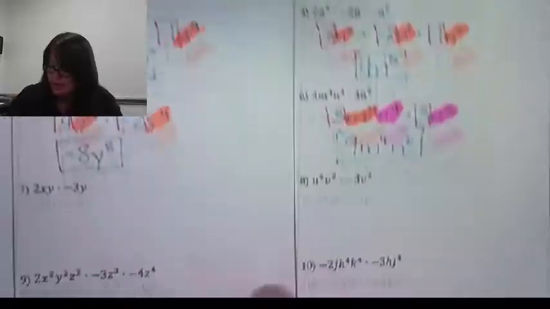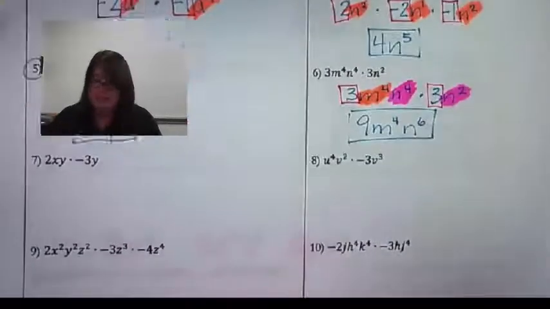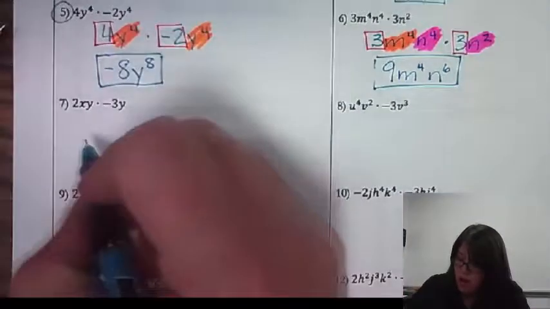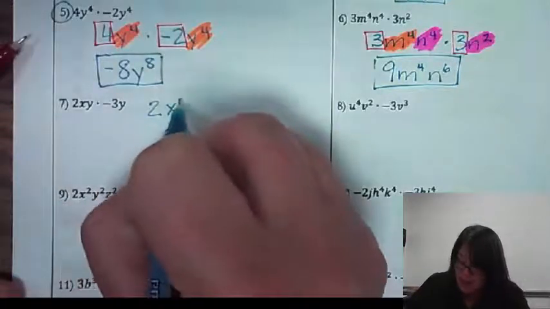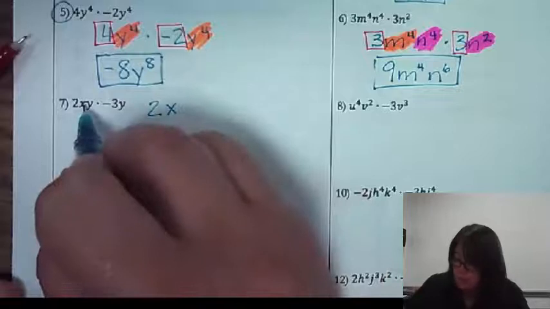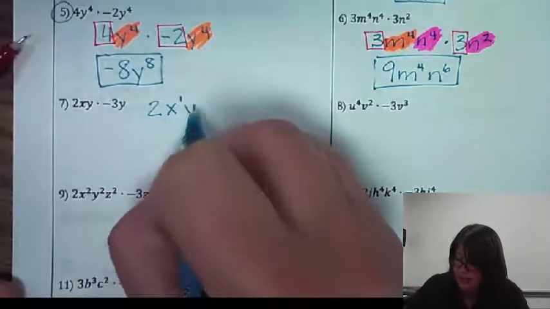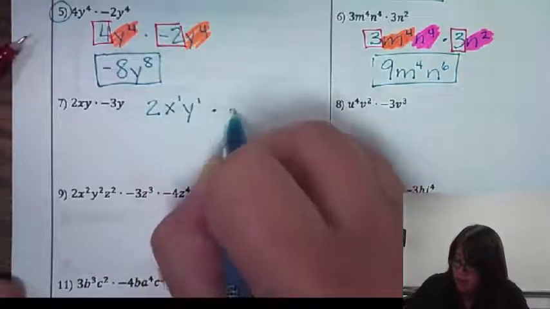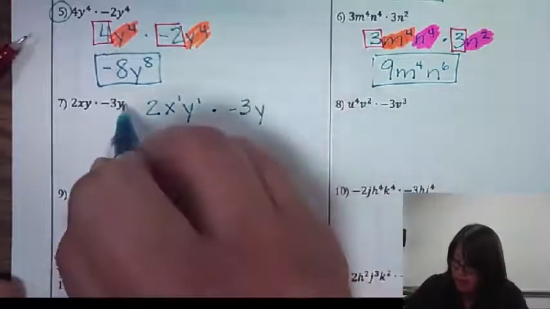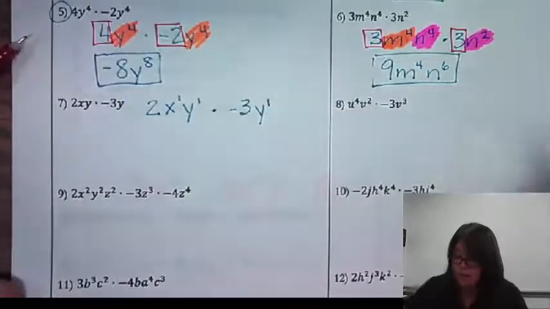Let's take a look at another one of these that has more than one base. Number 7. Rewrite it as coefficient, base. I need an exponent, but there's not one there, so I'm going to put in a 1. Base, no exponent, so I put in a 1. Times coefficient, base, no exponent, so I put in a 1.